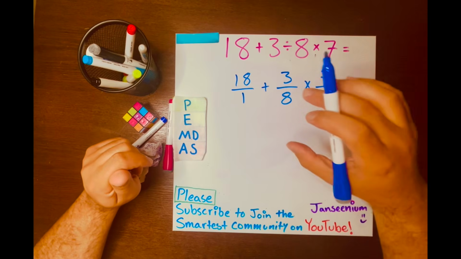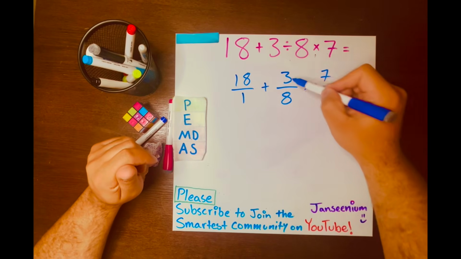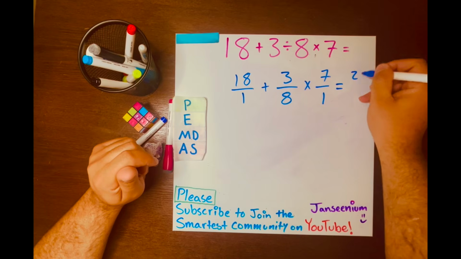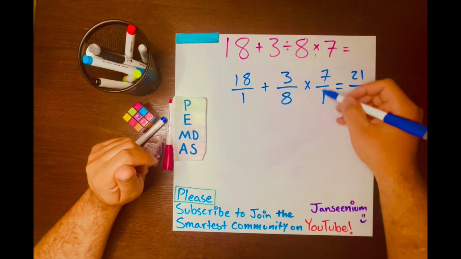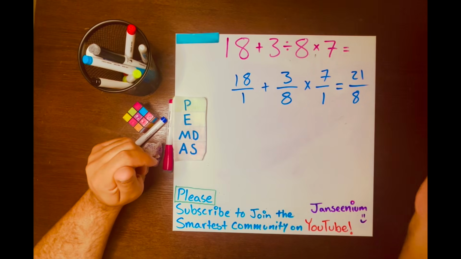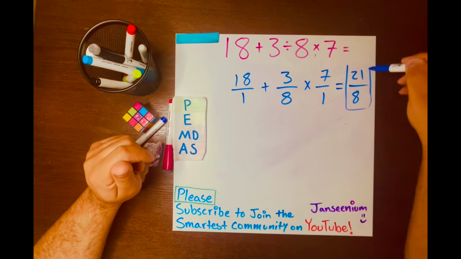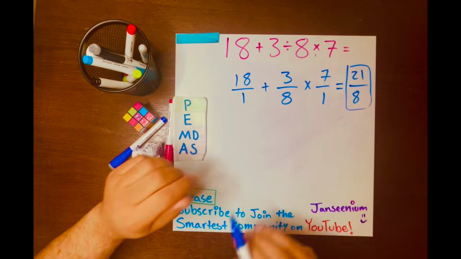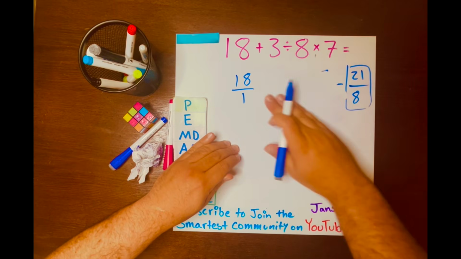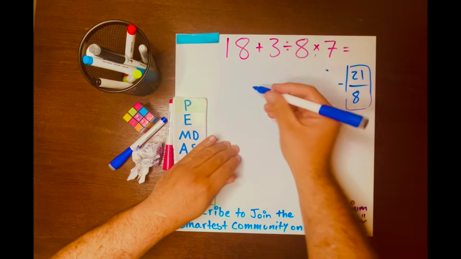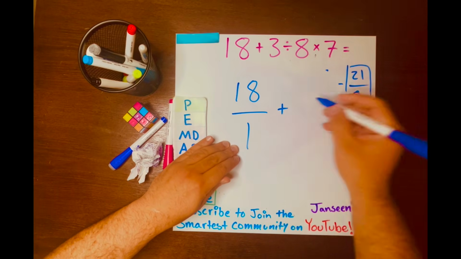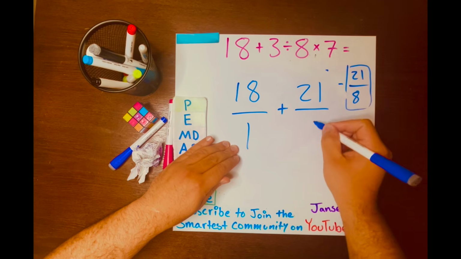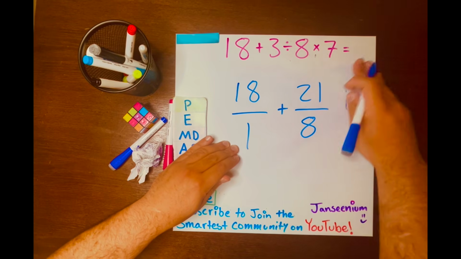All right, so now that we got that, let's multiply across. 3 times 7 is 21, right? 7, 14, 21. Over 8 times 1 is 8. That was easy. And 21 over 8 cannot be broken down further. So I erase this and write 18 over 1 larger, plus, and rewrite 21 over 8, make it larger.